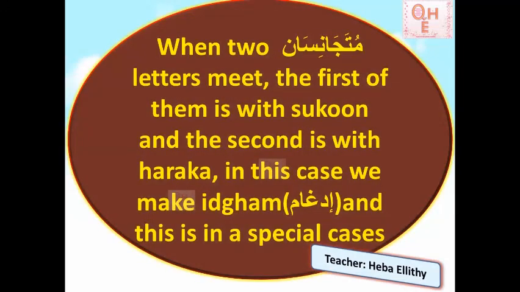This is a summary of today's class. When two متجانسان letters meet each other, where the first of them is with sukun and the second is with haraka, in this case we make idgham, and this is in special letters or special cases only. Because, for example, in the beginning, one of the متجانسين letters was عين and ha, but we didn't see any example of idgham for it. Jim, shin, and ya, there is no idgham for them. This is only for special letters in the Quran.